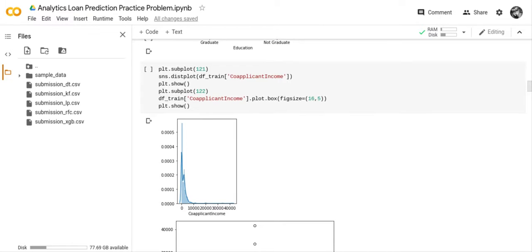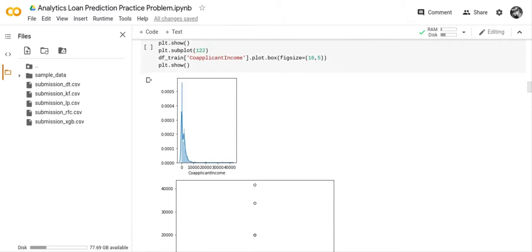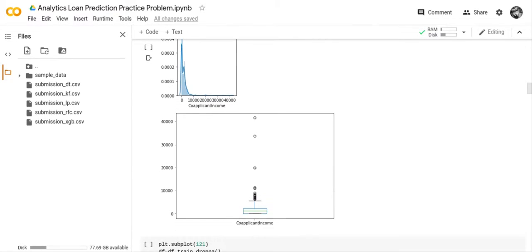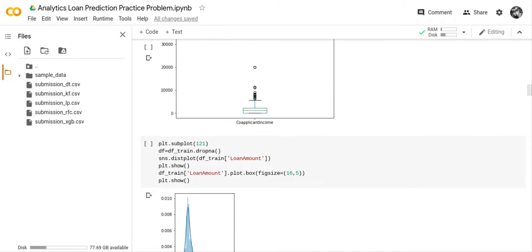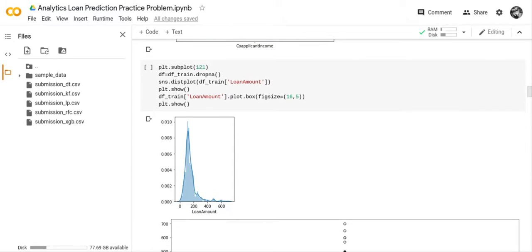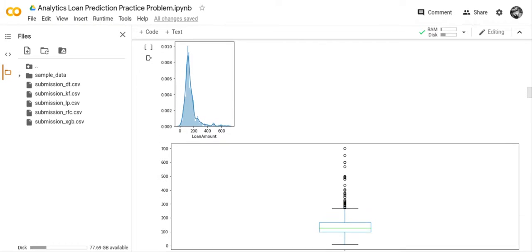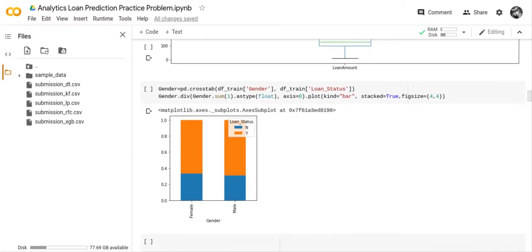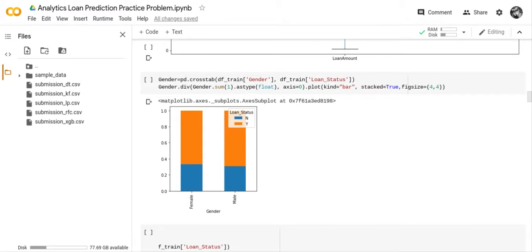And we plotted another graph as well, like co-applicant income. That means that if you apply for a loan and someone applies for the loan with you, we check out the income of the person who applied with you. Plotted another graph on the loan amount and a box graph to go with that. Plotted a bivariate graph with gender with regard to the loan status.